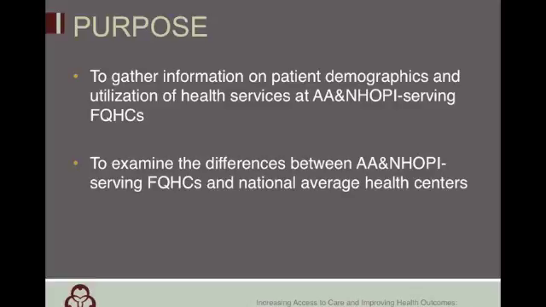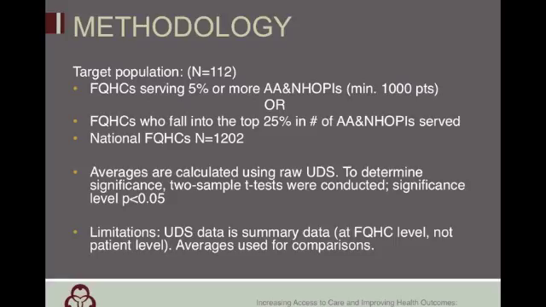As Bev mentioned, to help us advance a better understanding of the Asian American, Native Hawaiian, and other Pacific Islander communities, or AA&NHOPIs for short, served by federally qualified health centers, and to identify priorities and opportunities to improve health, our research study sought to gather information on patient demographics and utilization of health services at these AA&NHOPI serving FQHCs, and also to examine any differences between those serving AA&NHOPIs and the national average FQHCs. Next slide, please.